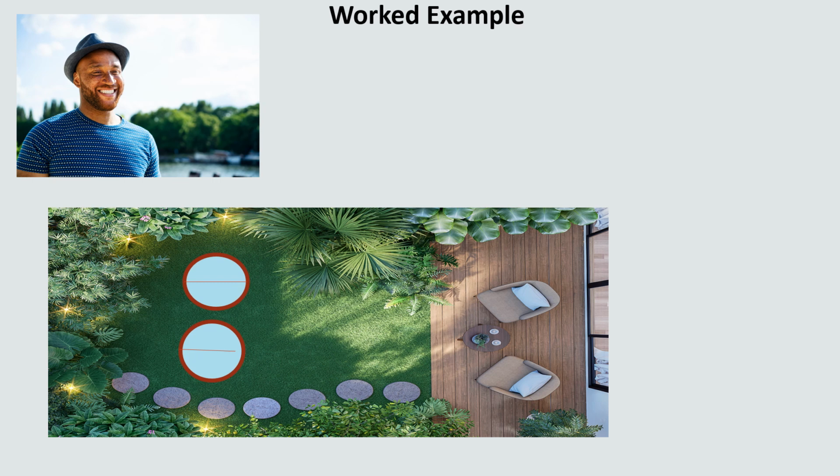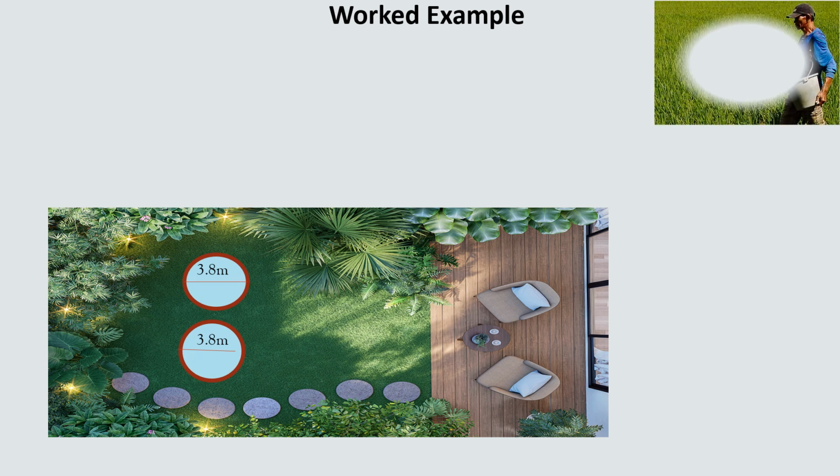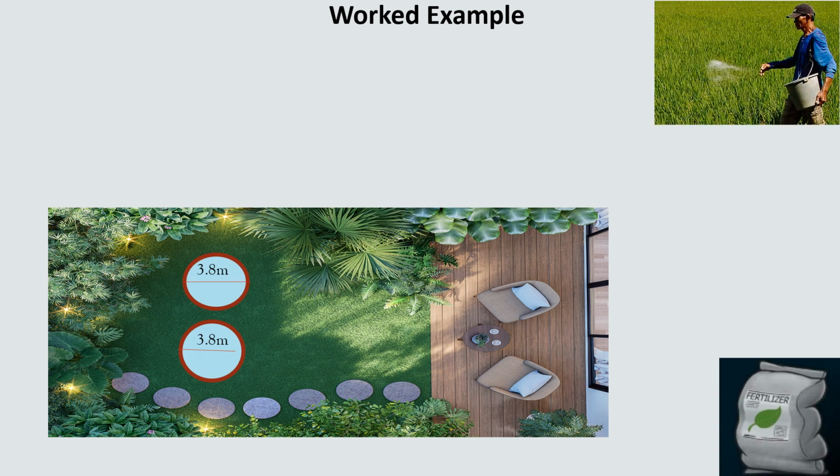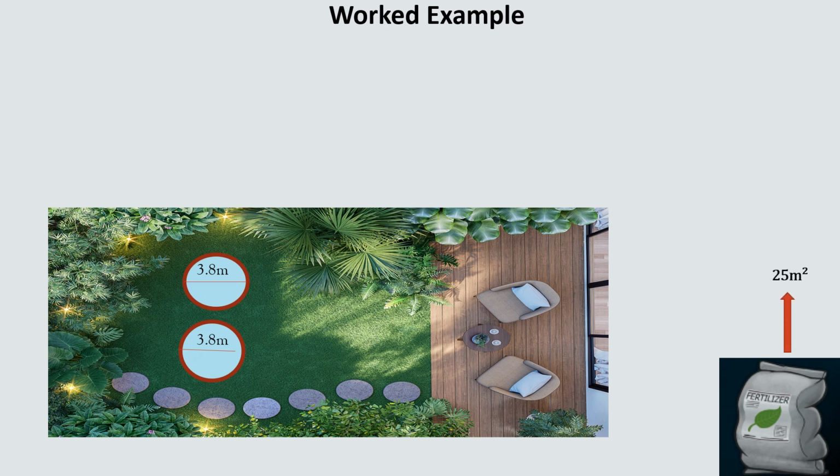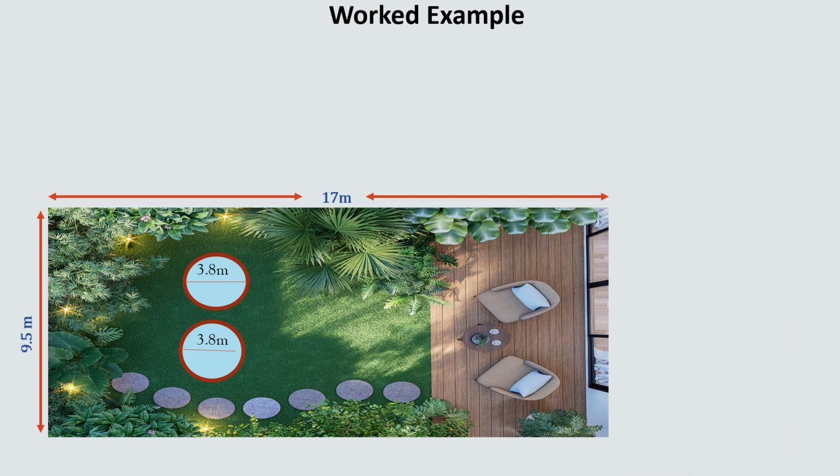Now, Mr. Weaver was determined to make his garden even more beautiful. So he wanted to spread a fertilizer all over his garden, and to understand how much the garden fertilizer is going to cost, he knew that one bag of the fertilizer can only cover 25 meters squared of the garden. So he needed to figure out how many boxes of fertilizer he needs to buy. Now the garden measures 9.5 in length and 17 meters in width. He needs to understand the width of the patio as well, which is 2.8 meters.